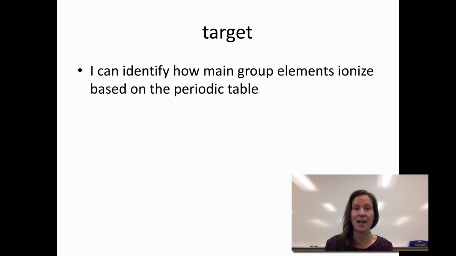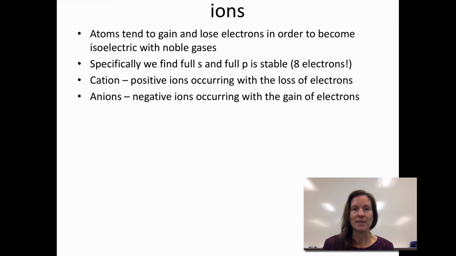This video will focus on how main group atoms ionize. So when it comes to ions, we've already talked about how they are atoms that have either gained electrons to become negative or lost electrons to become positive. And again, remember, chemistry is explaining what actually happens.